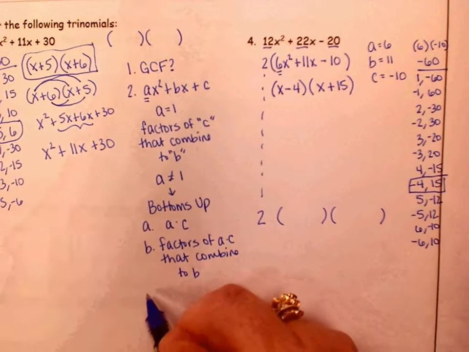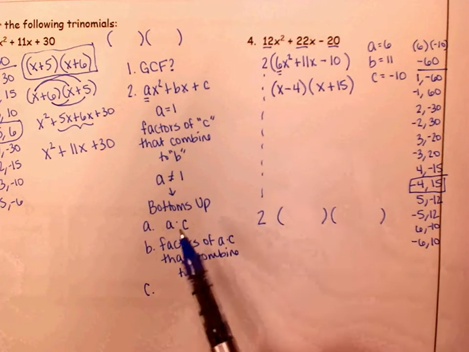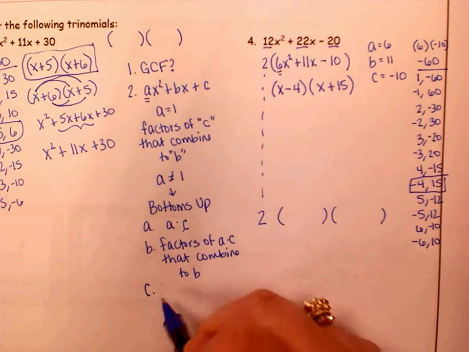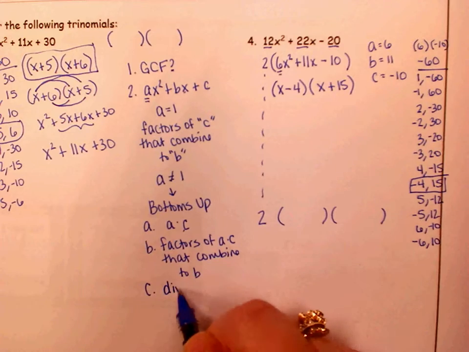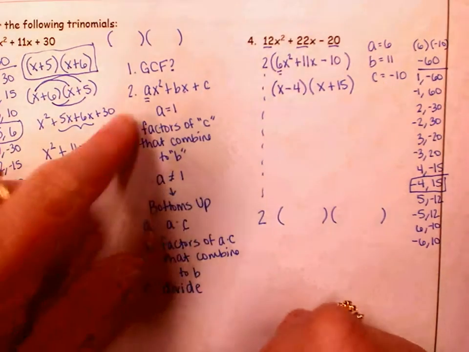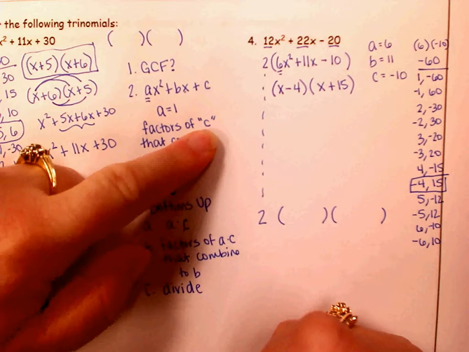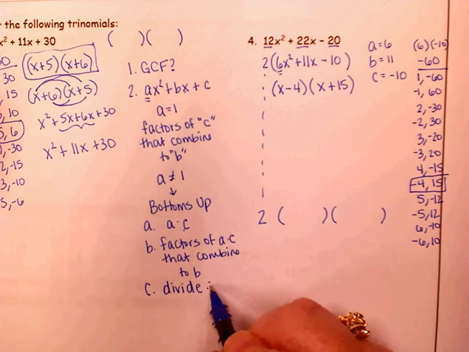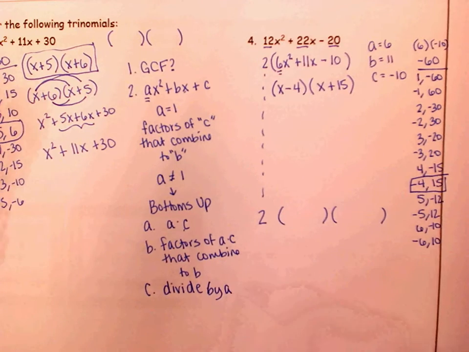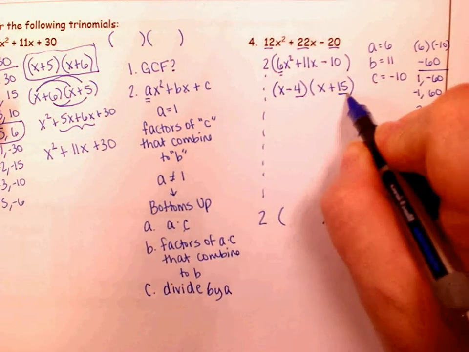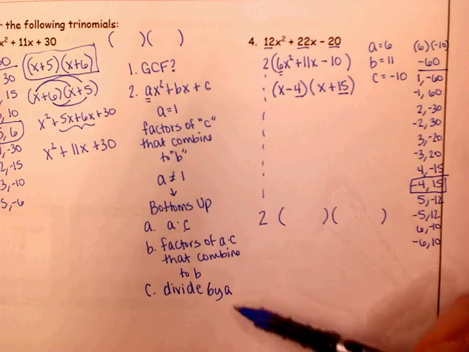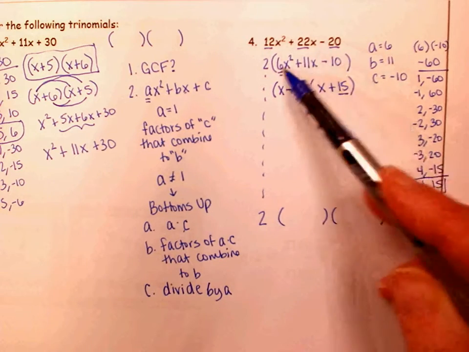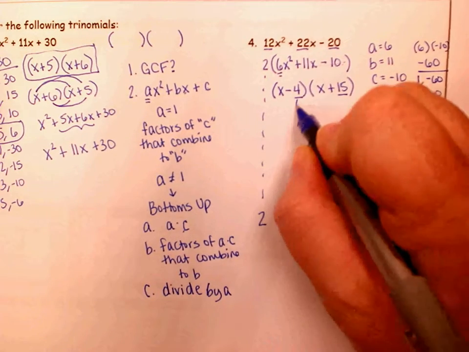So the next thing you have to do, since remember we multiplied a times c, I've got to undo that multiplication. And what undoes multiplication? Division. I've got to divide by a now. Remember, we didn't have to multiply a times c up here because a was 1. So we were done when we did this. But now we've got to divide by a. We've got to undo that multiplication. So I'm going to divide both of these terms, just the number part, by my a value, which in this case is 6, not the 12. We're not factoring this, remember. We're factoring this trinomial. So I'm going to divide by 6.